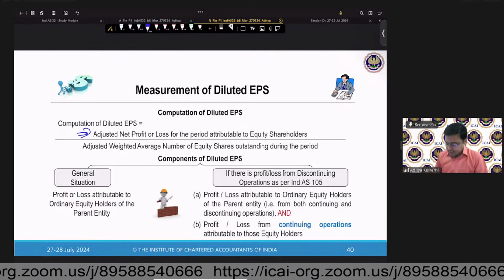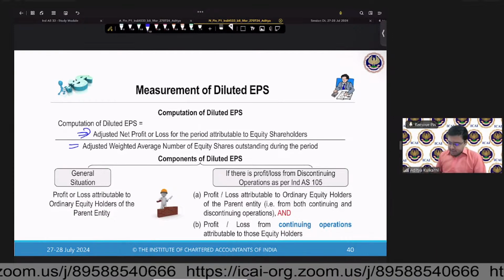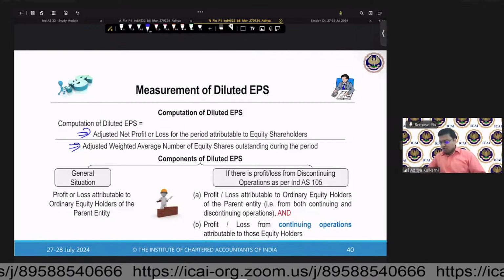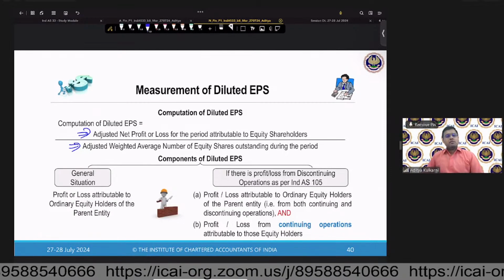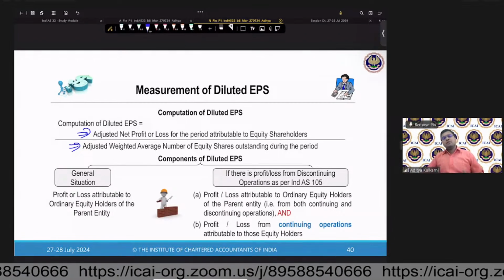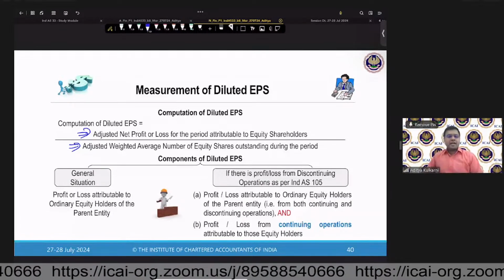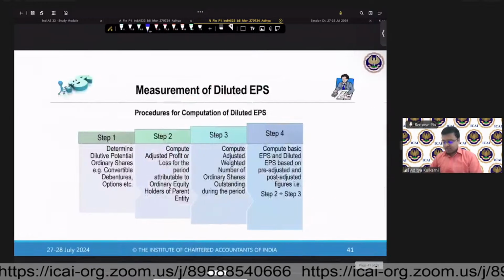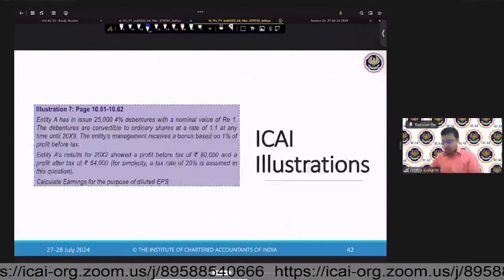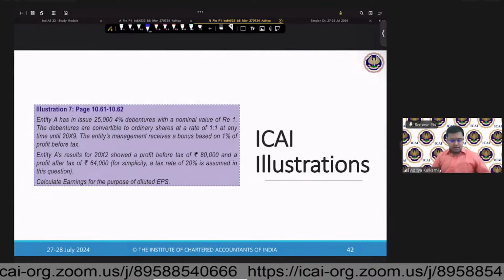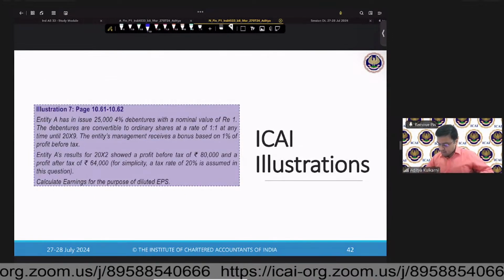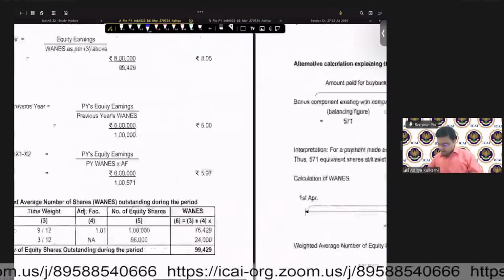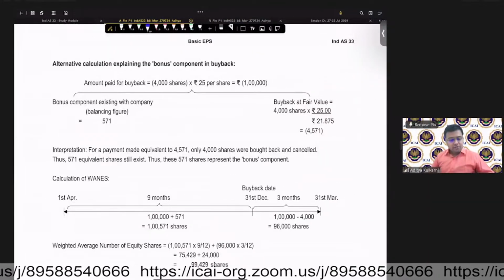So adjusted net profit divided by adjusted weighted average number of equity shares during the period. So you are going to do the computation. Basic EPS will be the starting, and to that you will do the adjustments of dilution to arrive at diluted EPS workings. Okay. So that is how we do. So basis that, let us run through some illustrations, some questions before we move on to the other matters.